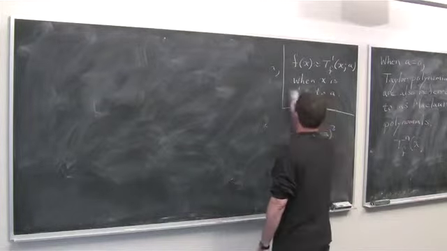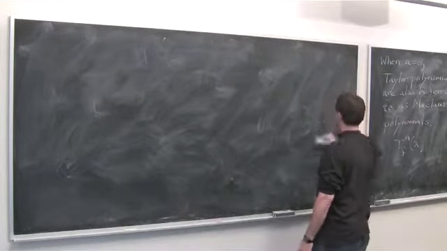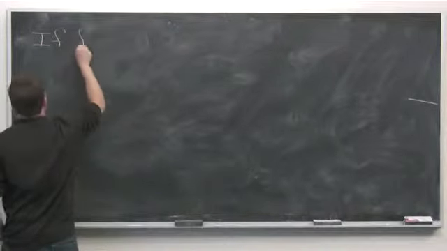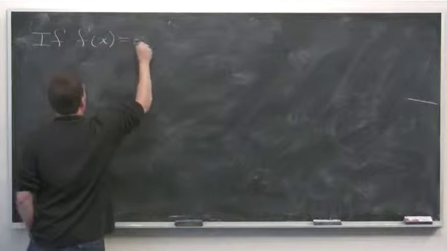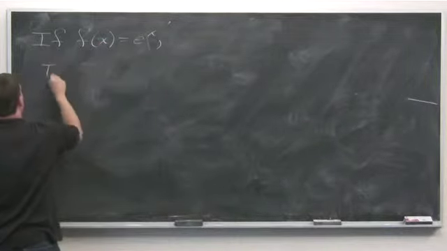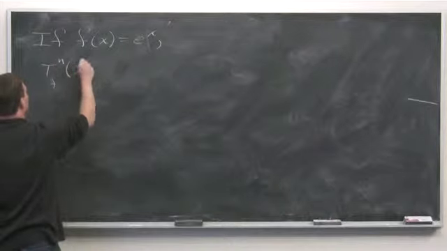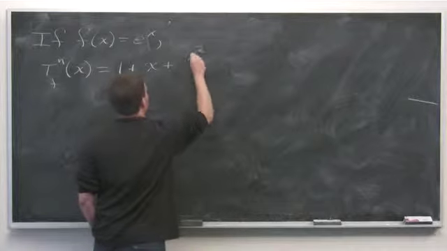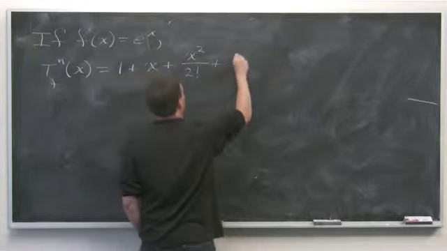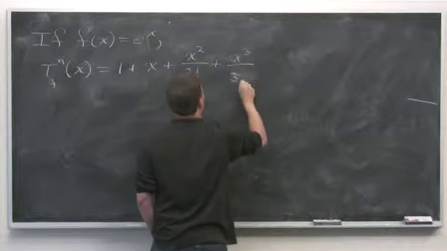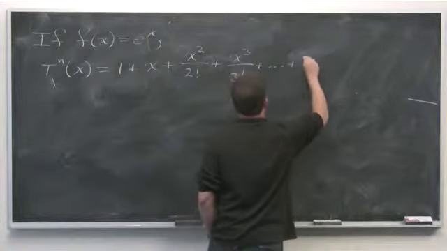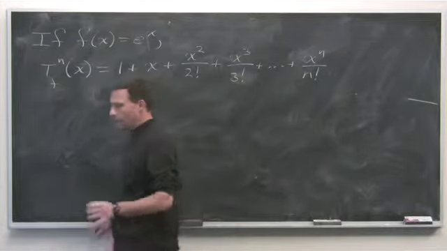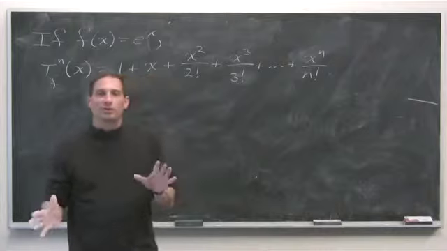What are we getting? We're getting that if f of x is e to the x, then the nth order Maclaurin polynomial is 1 plus x plus x squared over 2 factorial plus x cubed over 3 factorial plus ... plus x to the n over n factorial. That's what we're getting. This both should and should not surprise you.